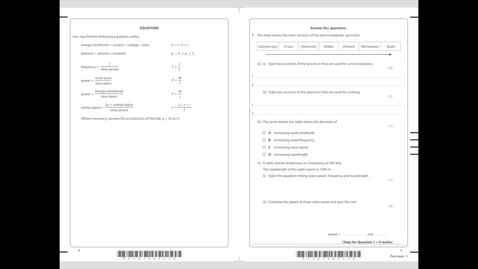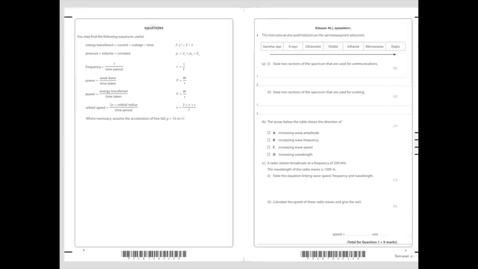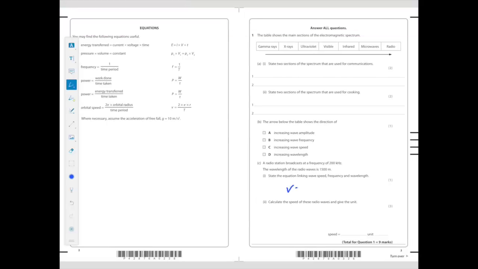State the equation linking wave speed, frequency and wavelength. So wave speed is given by V, frequency is F, lambda is wavelength. So calculate the speed. Now make sure you convert those units. So kilohertz needs to be in hertz, so times by 1000. Then we have our wavelength, which is fine because it's in meters. And when you've done that, you've got an answer which is 300 million meters per second. Don't forget the unit there.